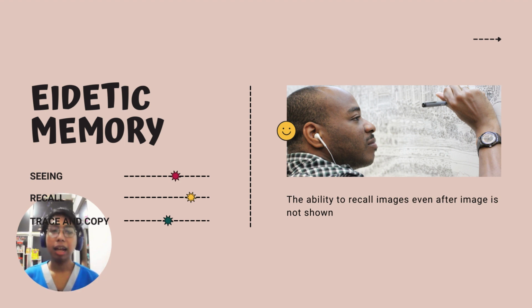But there is also some research that prioritizes the criteria for a person to have eidetic memory, which is seeing, recall, and trace and copy. So the ability to trace and copy is not something that everyone can do. So that's how eidetic memory should work. You can see the image even when it is no longer shown, recall the information, and also copy back what you have seen as accurately as you can.